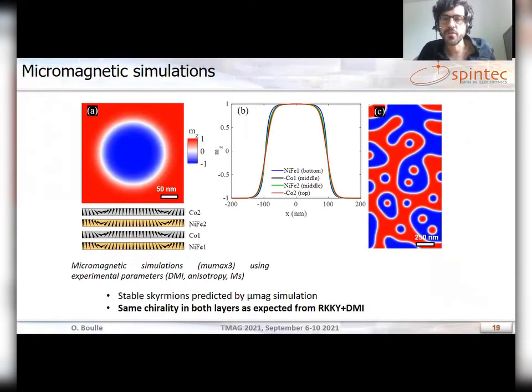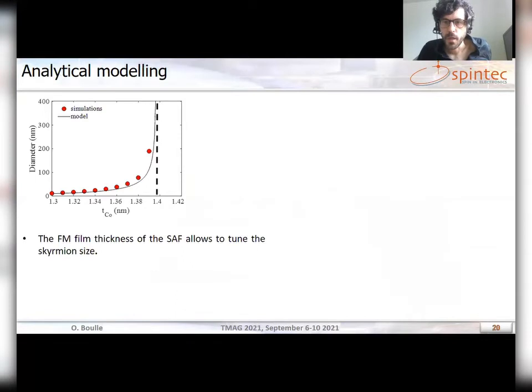To answer these questions, we carried out a micromagnetic simulation using parameters that were measured experimentally, so that we can mimic the experiments. An important result is that the simulation predicts that skyrmions are stable in our system and there are homochiral Néel skyrmions in all the layers. The simulation also reproduces the tri-domain structure and the average skyrmion diameter of around 200 nanometers, so it is close to the experimental ones. So now, why are they large and how to make them smaller?